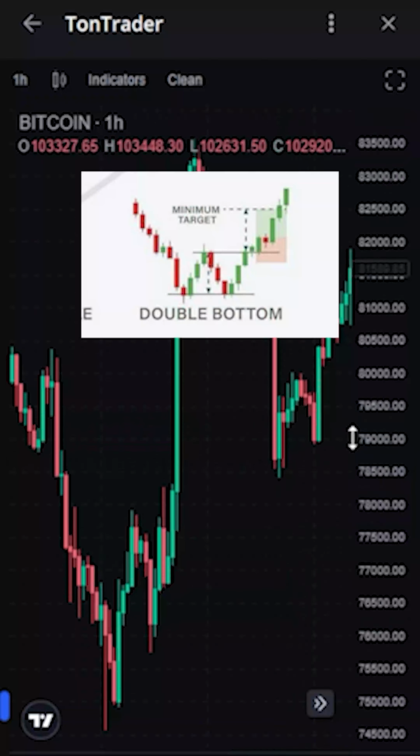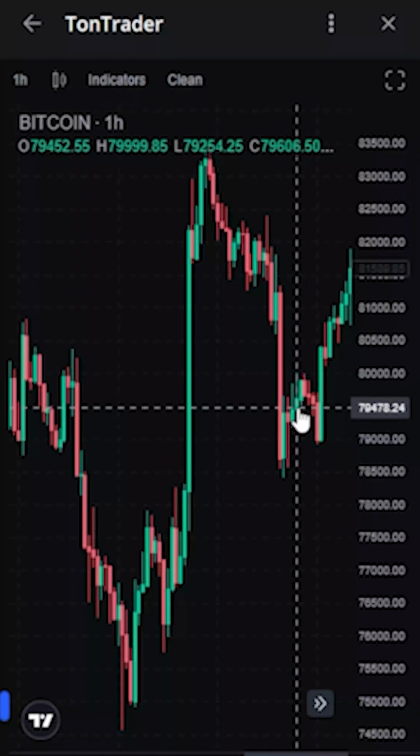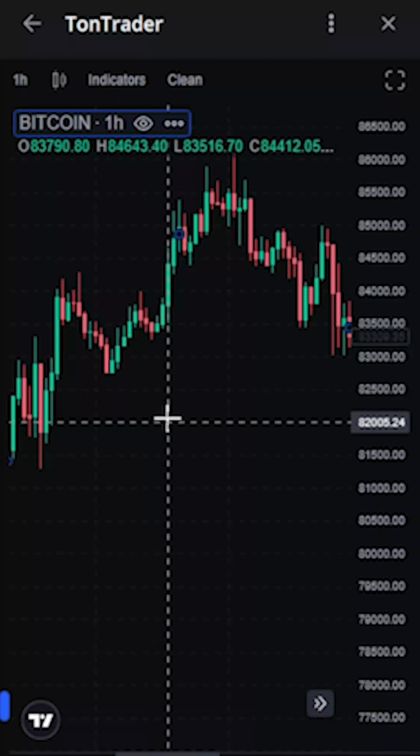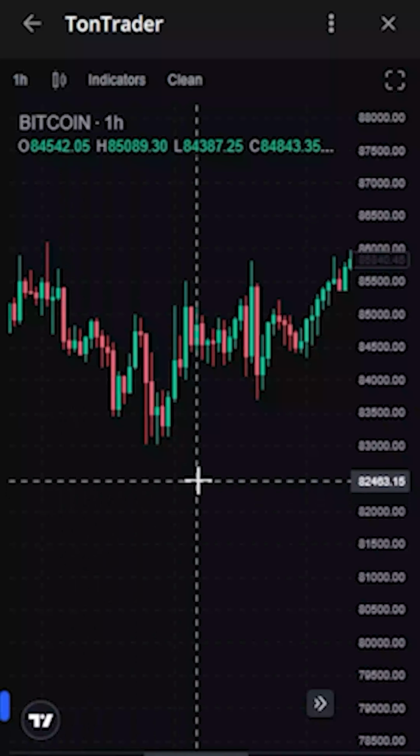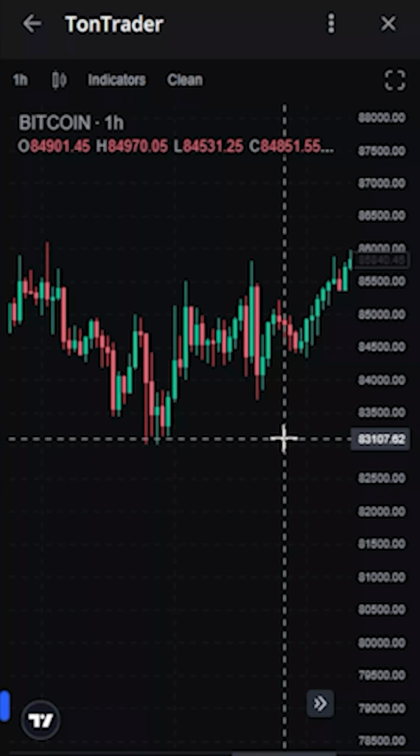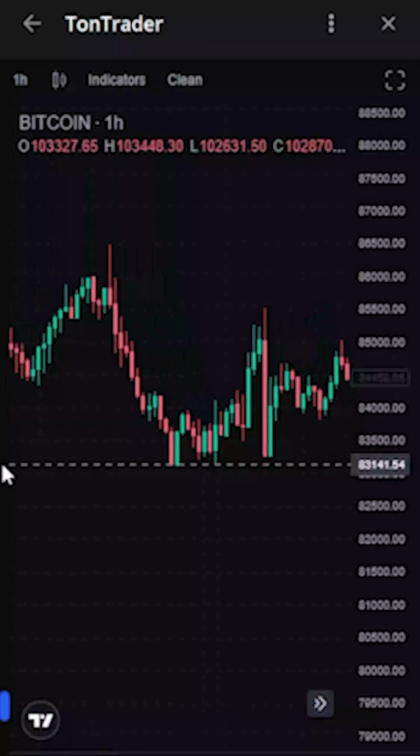Maybe a double bottom here and the price moving up. So identifying patterns is very easy. What you do with them, this is another story. You either take action or wait for a few moments to understand if the chart pattern is the right one.